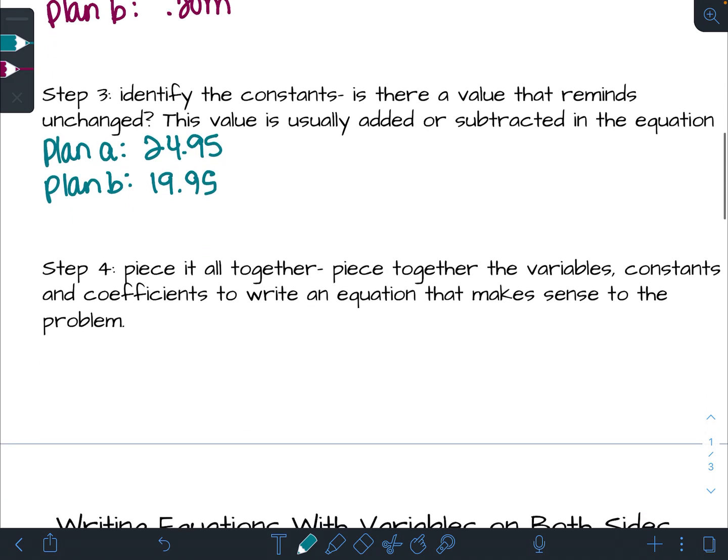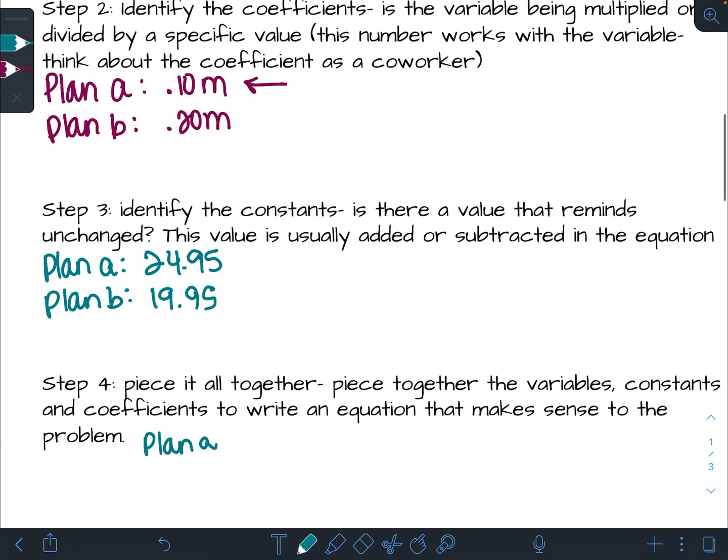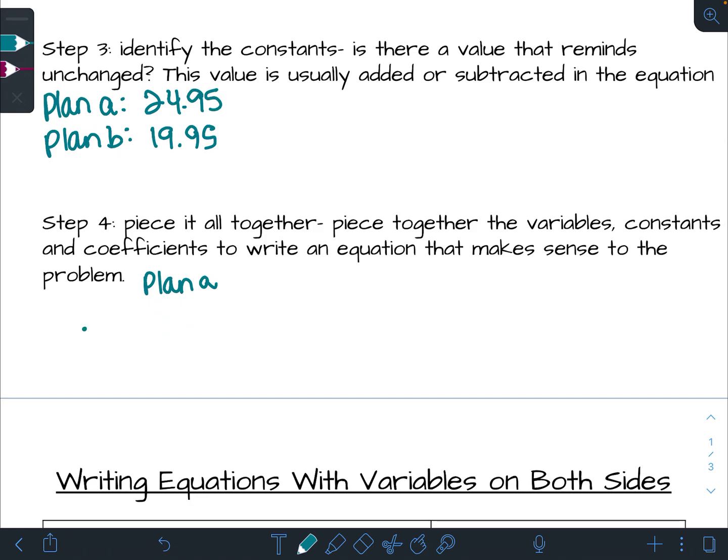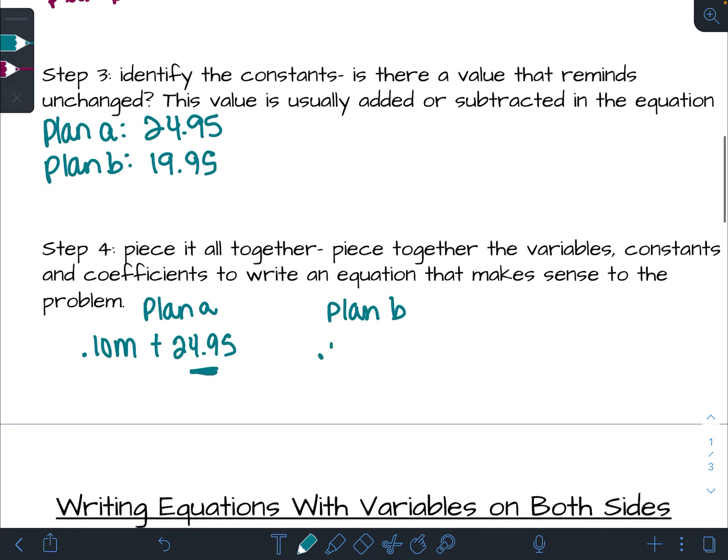Now we want to piece it all together. So I know that for plan A, it is that 10 cents per minute plus the $24.95. So it's that 0.10M plus that $24.95. So this is my starting value, and then I have to add that 10 cents per minute. For plan B, I know that it is 20 cents per minute plus that $19.95 that I have to start out with. And it wants to know when they cost the same. So same would mean that I want to know when they are equal to each other.